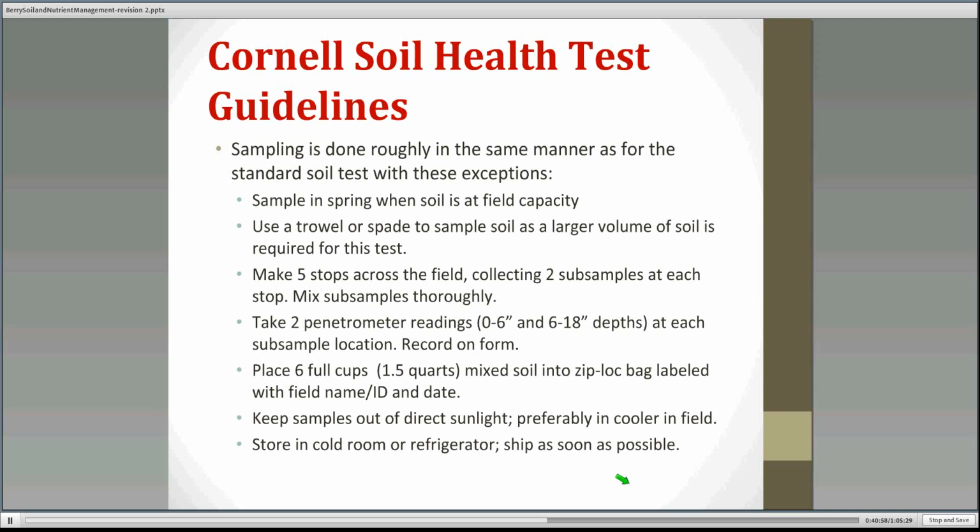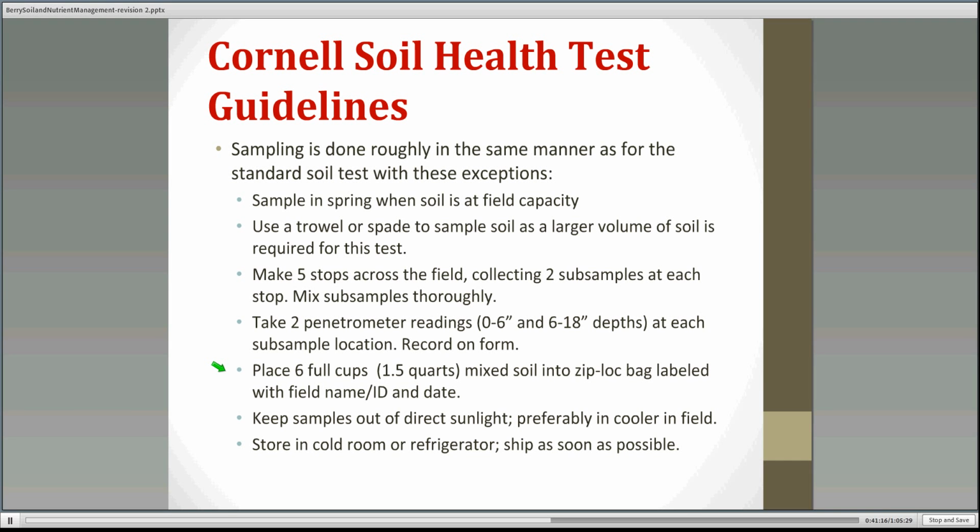After you've done this, you'll have at least 1.5 or 6 full cups, and that's what the 3-cup measurement is. You want to take that, make sure that you have enough, mix that soil into a Ziploc bag, and label it with the field name, the ID, and the date on that Ziploc bag.